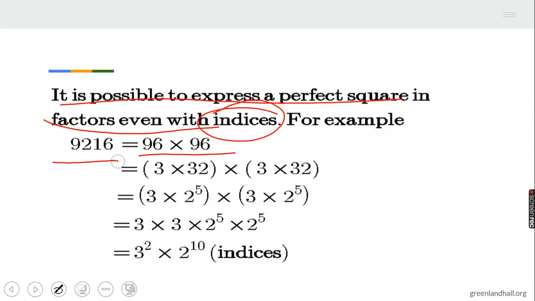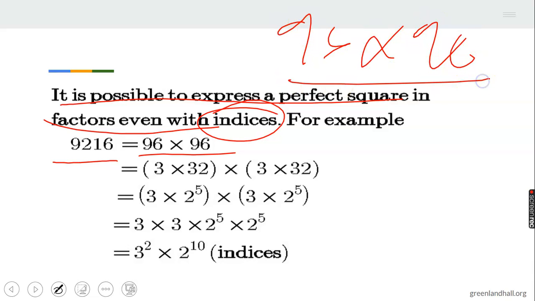Now 9216 can be written as 96 times 96. When you multiply this, you have this. Definitely 9216 is a perfect square. Now I can simply break down 96 again into 3 times 32. 3 times 32. 32 again can be written in an index form.